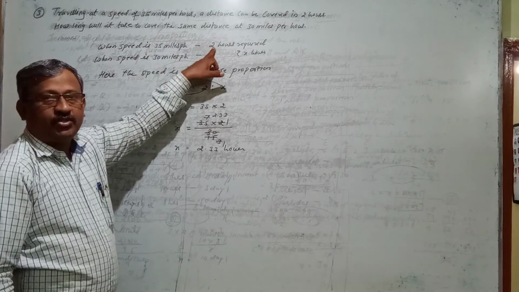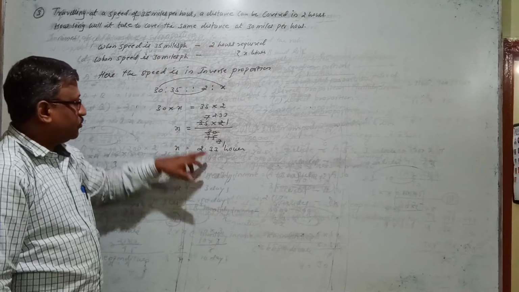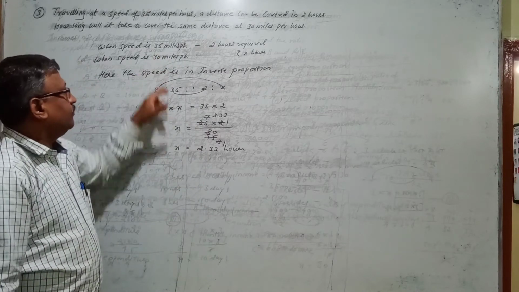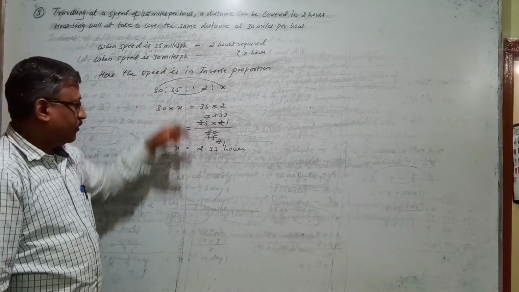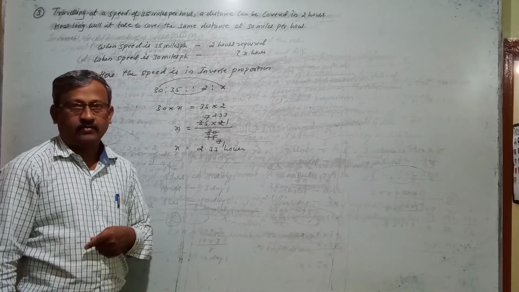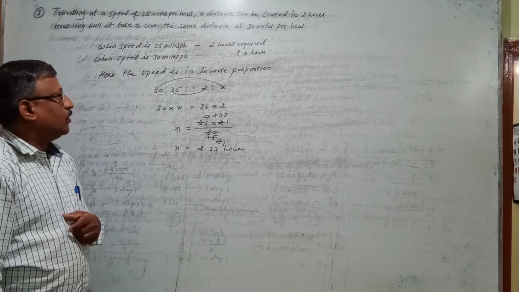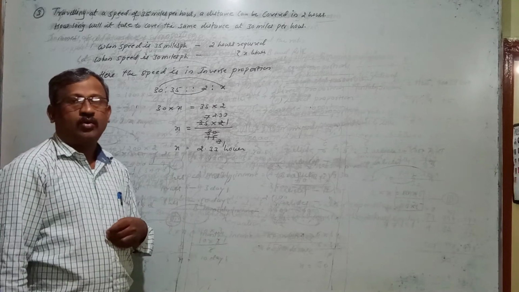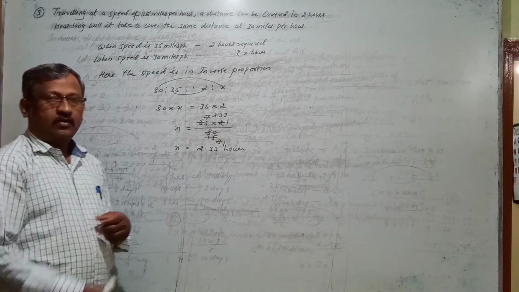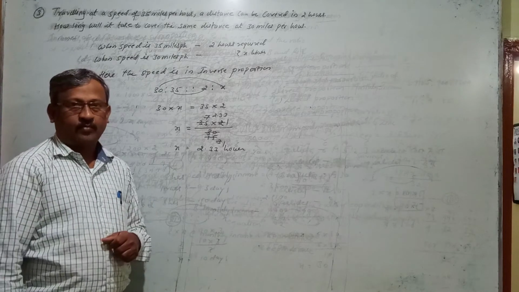So you can observe here, if your speed is more, you can cover that distance in 2 hours. But if your speed is less, definitely it will take more time. To cover the same distance at 30 miles per hour, it takes 2.33 hours. Clear? So this is how you have to present the problem on proportion. We'll have one more problem on this.